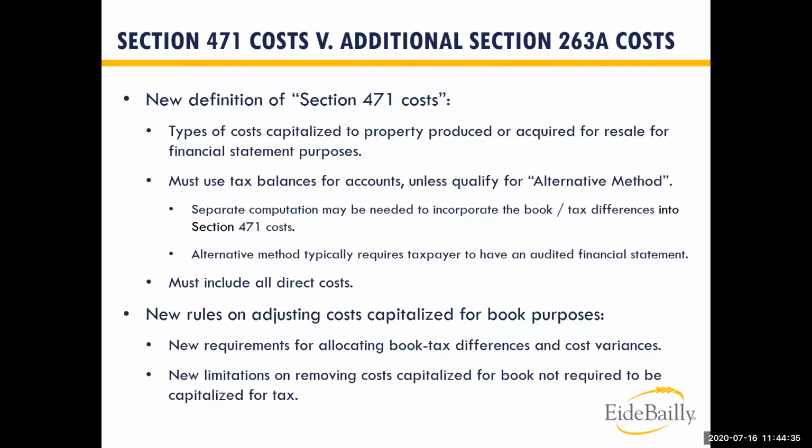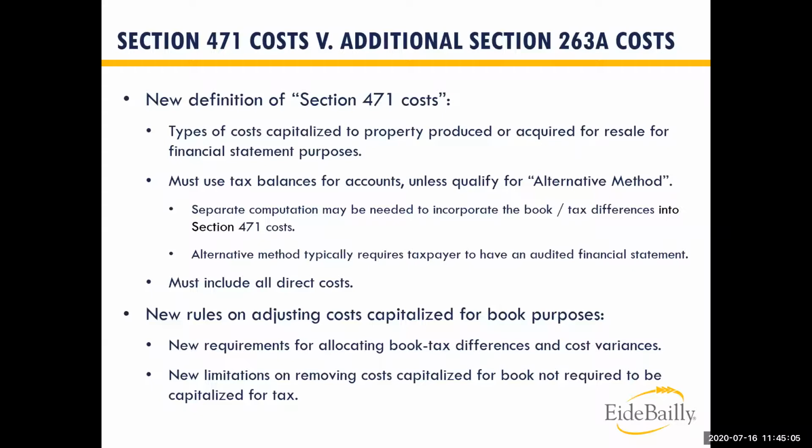They added a lot of new definitions. They changed the definition of a Section 471 cost. They've added some new optional simplified rules and safe harbors relating to standard cost variances and burden rate variances. And these rules are very complex. They can be confusing, and not all options are available to all taxpayers.